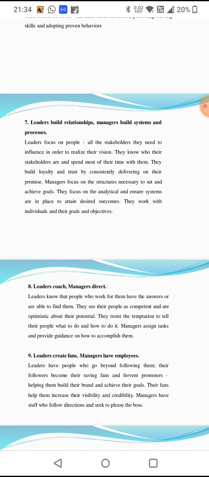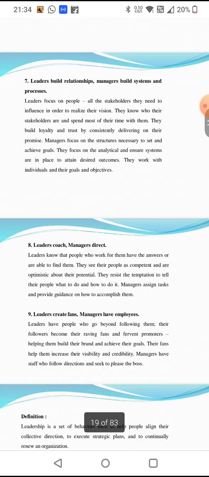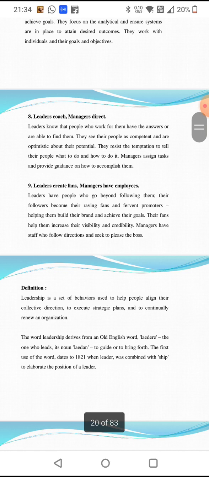They work with individuals and their goals and objectives. Next is, leaders coach, managers try to direct. Leaders know that people who work for them have the answers or are able to find them. They see their people as competent and are optimistic about their potential. They even resist the temptation to tell their people what to do and how to do it.